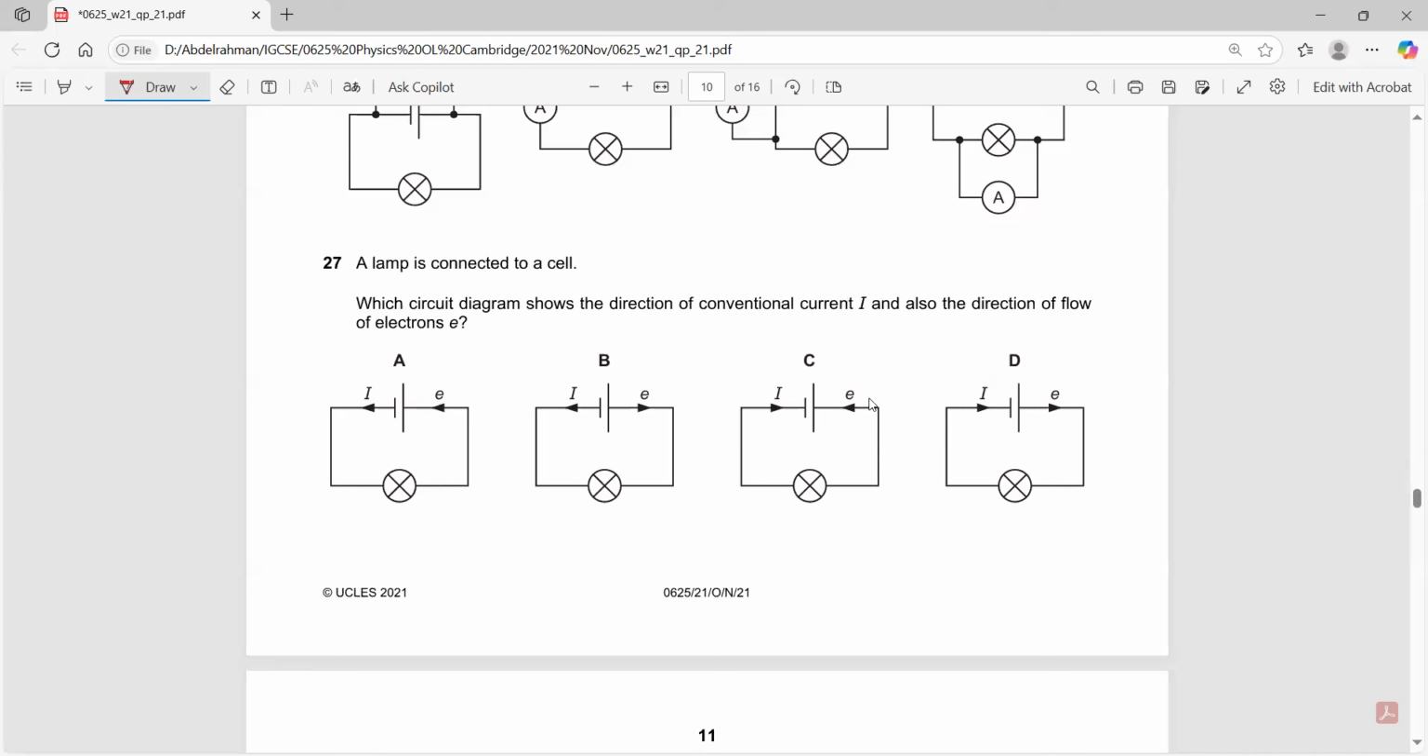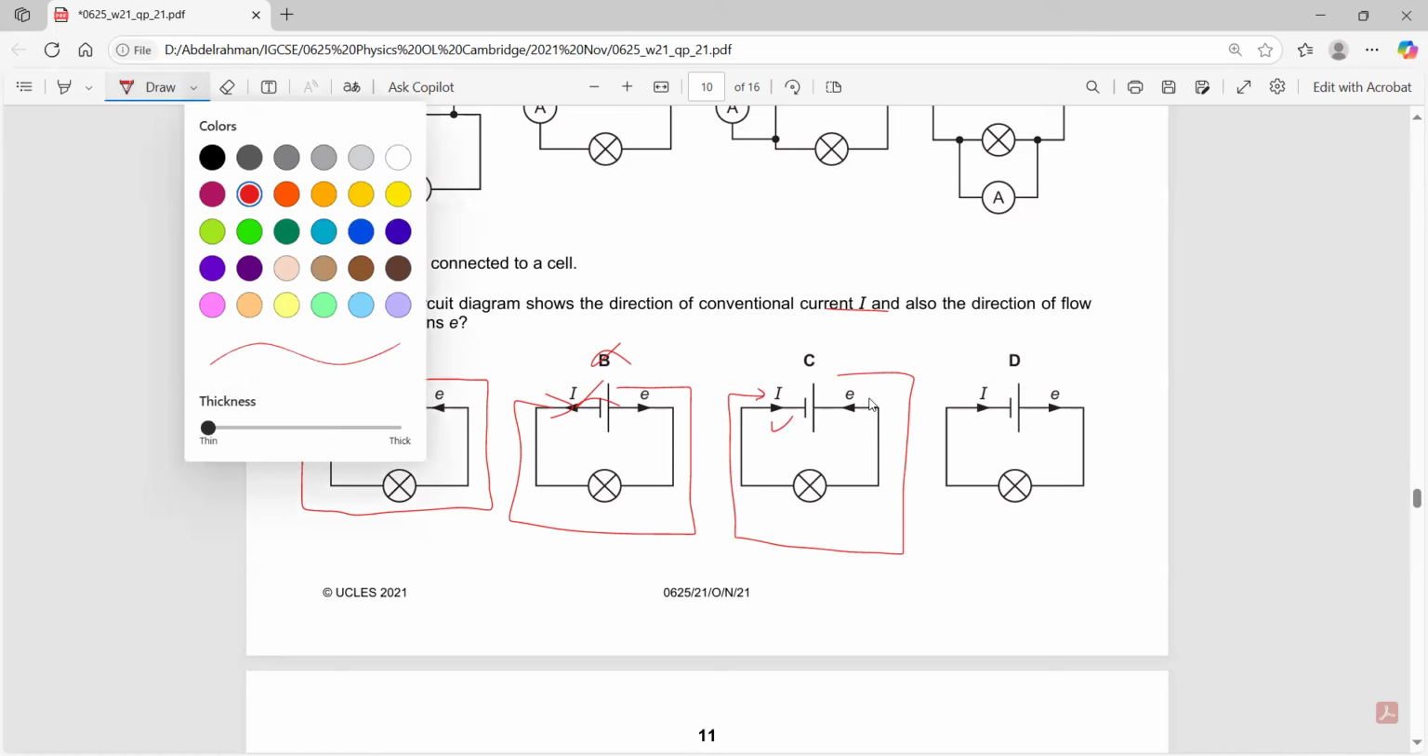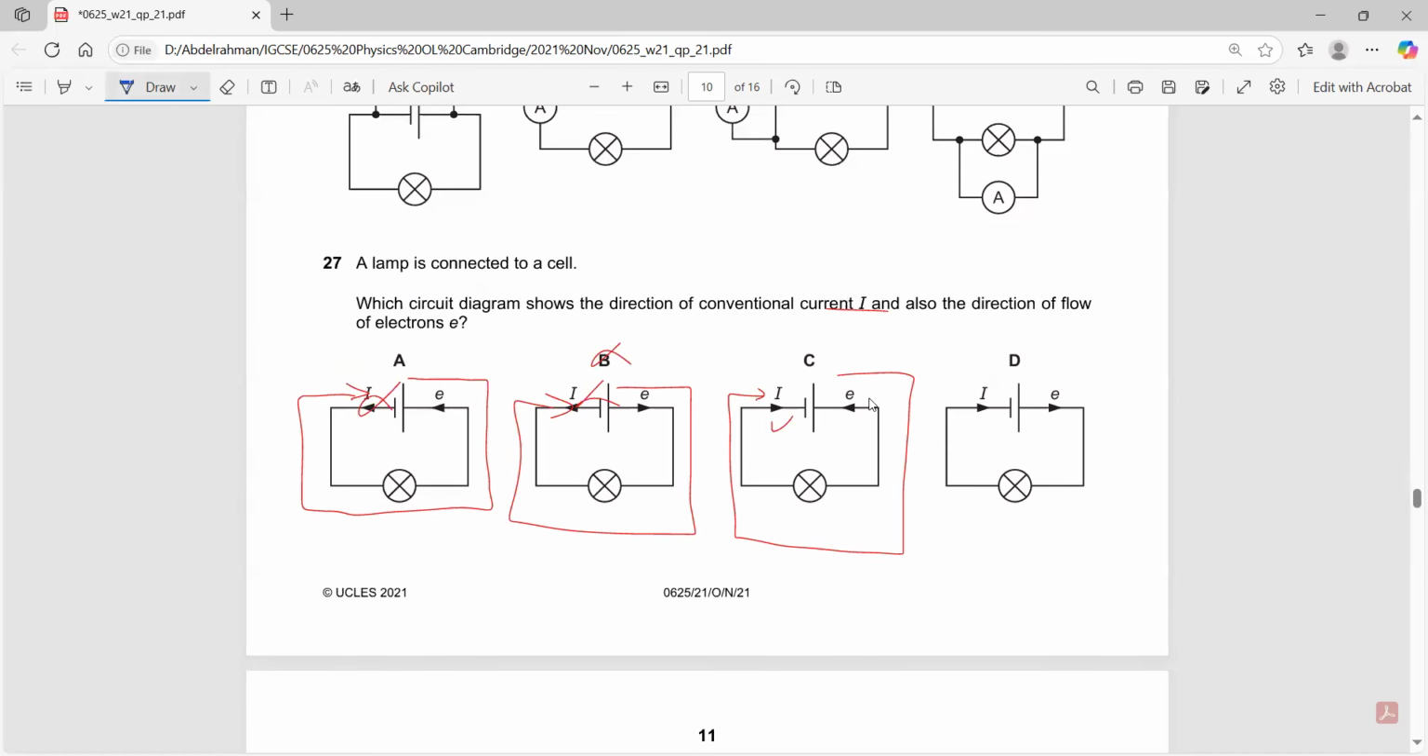So if we think about it, let's see. In A, from positive to negative, no, this is wrong because I is the conventional current. Again, still wrong. This is wrong. And C, let's see. So we have I, it's moving in this direction. What about E? It should be moving in the opposite direction, which is correct. Yes, it is C.